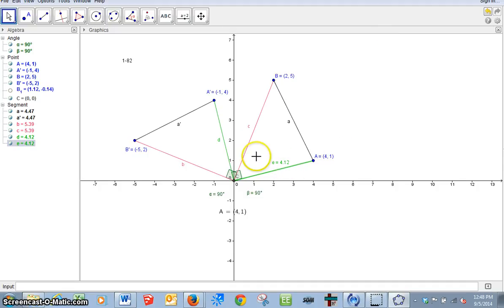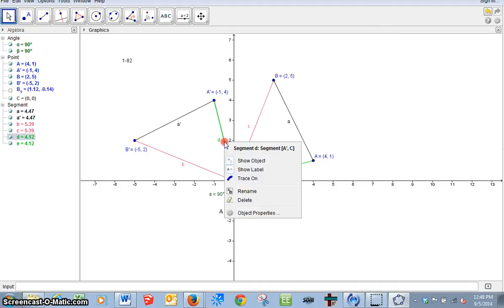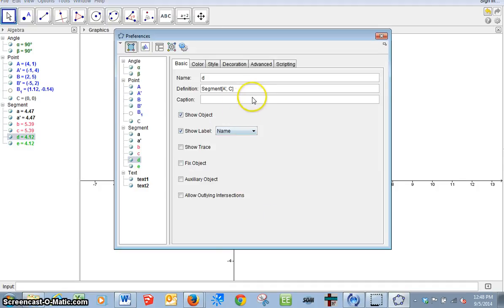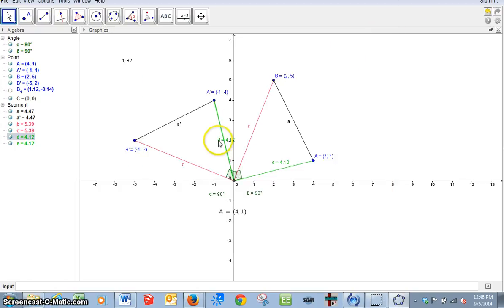E is 4.12 units. Let's see if D is also 4.12 units. Indeed it is. And let's compare C and B. Really, we can compare C and B over here on the left, and they're both 5.39 units. So the original image B and its copy are the same distance from the origin.